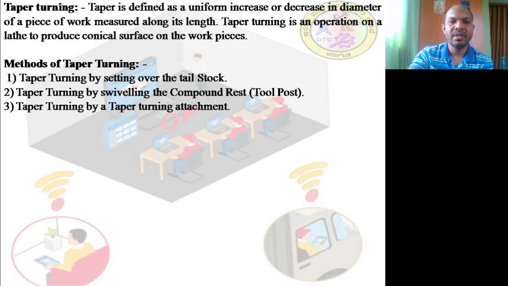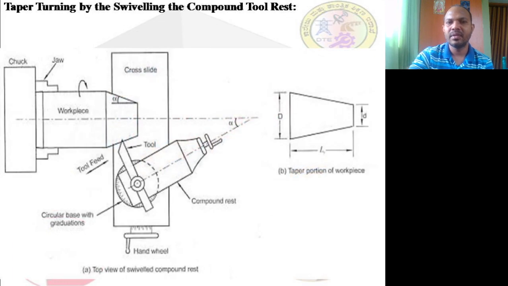Then the third method is taper turning by a taper turning attachment. Now actually, not all three are in your syllabus. Let us discuss the one which is in your syllabus, which is nothing but taper turning by the swiveling compound rest method.